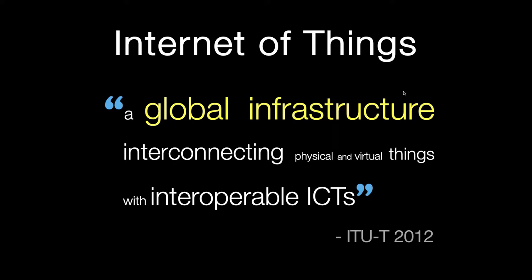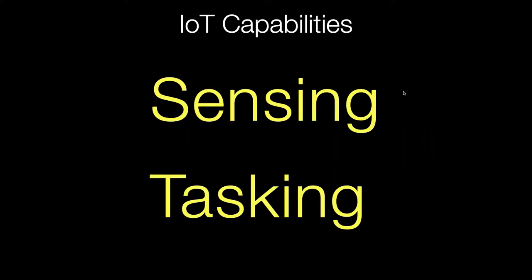I believe everyone knows that in order to achieve the smart nation vision, IoT, or Internet of Things, is a very important physical and cyber infrastructure. According to the ITU definition, IoT is the global infrastructure to interconnect physical and virtual things with interoperable ICT. Why is IoT important for a smart nation? Because IoT provides two main types of capability: one is sensing, and the other is tasking.